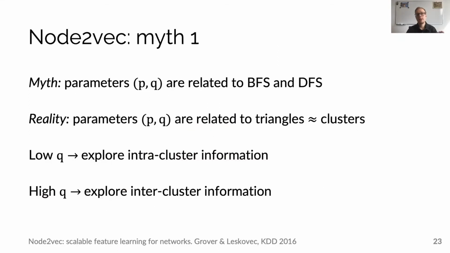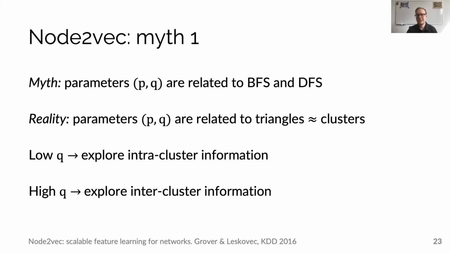There are 2 myths regarding Node2vec that I want to debunk in this talk. So myth 1 is basically that parameters P and Q are somehow related to breadth first search and depth first search in graphs. In reality, there is no way that you can have depth first search without memory.